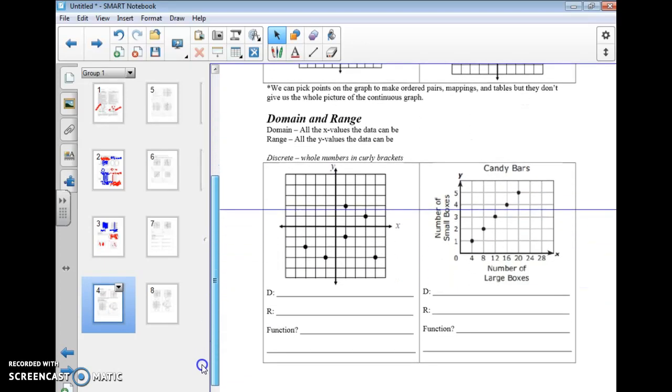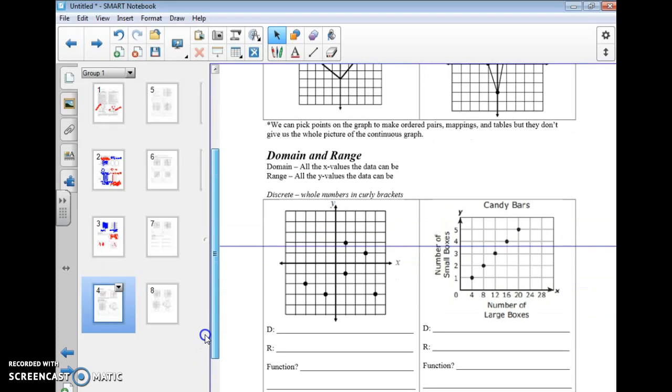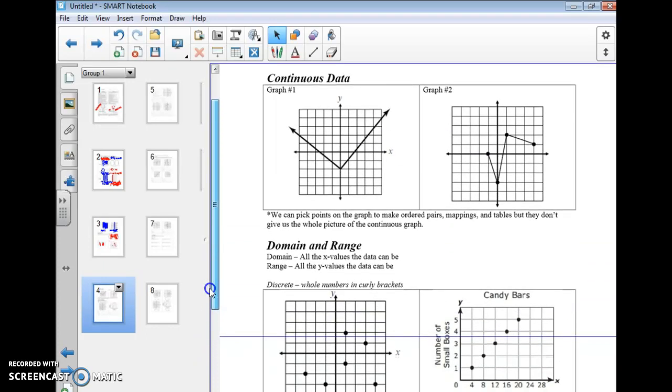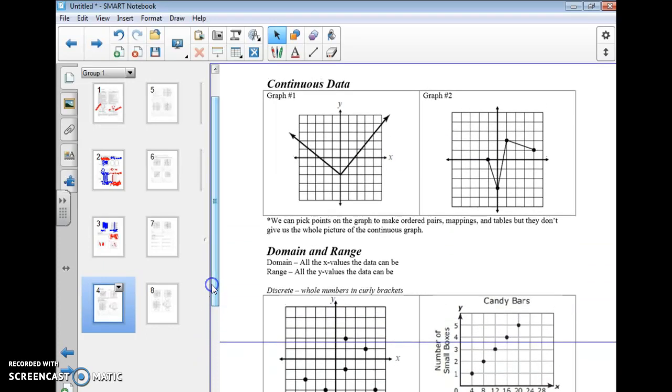I would like to talk about domain and range. So actually before we do that, I want to know about this. If they give you a continuous function, you can just pick the points that you want to use on there. But I don't think we did that on the test. I don't think we gave you a continuous function to do this. If you wanted to, this is how you would do it. You would just pick points. This is technically continuous, but they gave you points, so that's pretty easy.